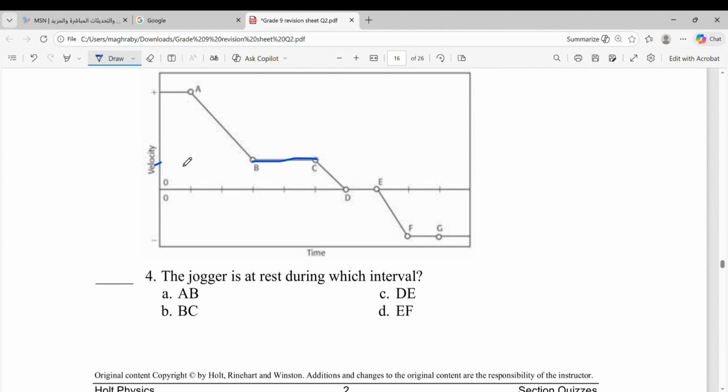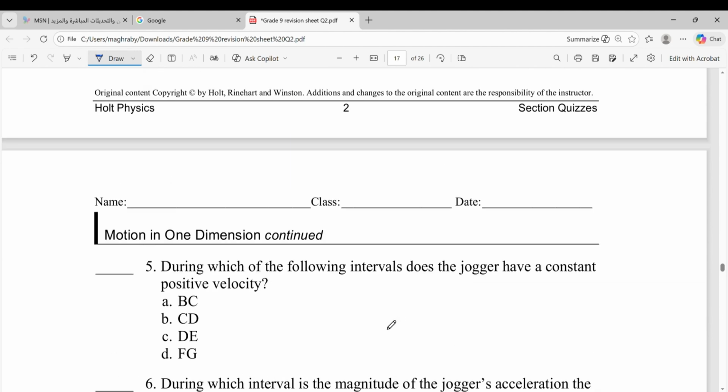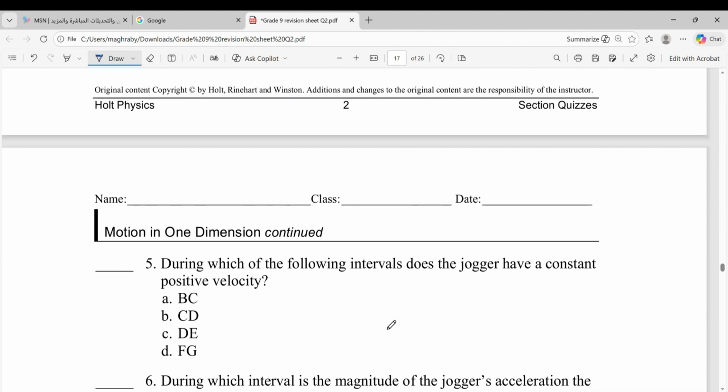It means that in this part the object is moving with a certain velocity. If it was 10, he is moving here with 10. It doesn't change its velocity in this time, but that doesn't mean that this object is at rest. Where must it be at rest? It is at rest from D to E, because the velocity here is equal to 0. So this one is at rest. So DE is C.